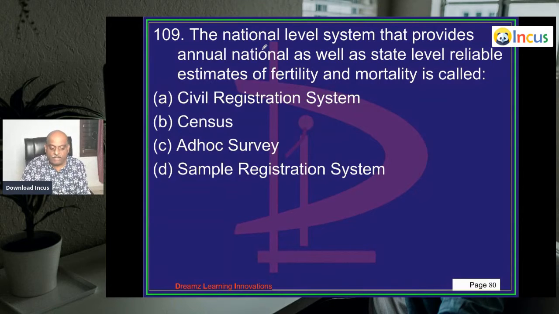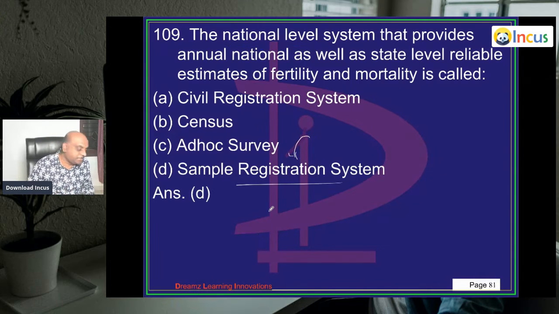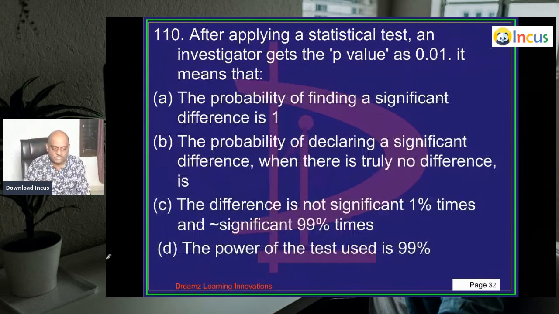The national level system that provides annual national as well as state level estimates of fertility and mortality, what do you call it? It is called the sample registration system. In how many days a death must be reported, in how many days a birth must be reported, all these are standards of the sample registration system.